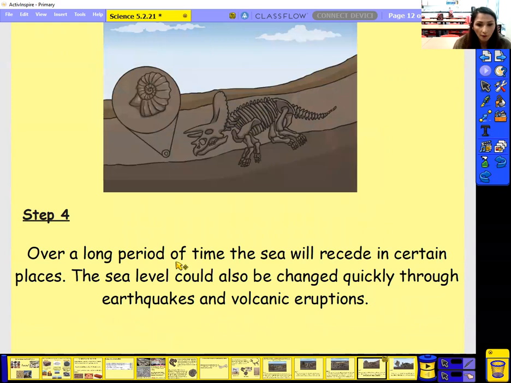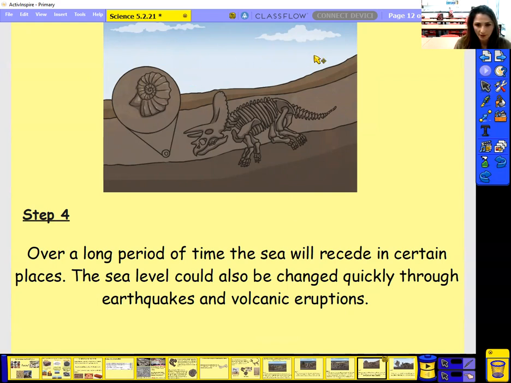Step 4. Over a long time, the sea will recede. Recede means to go back, okay? So over time, the sea will go back in certain places. And the sea level could also change quickly through earthquakes and volcanic eruptions, okay? So over time, this could be due to earthquakes or volcano eruptions. The sea will start to move back, okay? And it might go into different places. Some sea levels might get higher and some sea levels might get lower. And this is over millions and millions of years. It won't happen in a year. It happens over millions and millions of years.